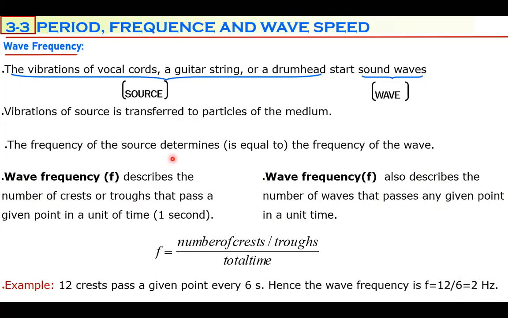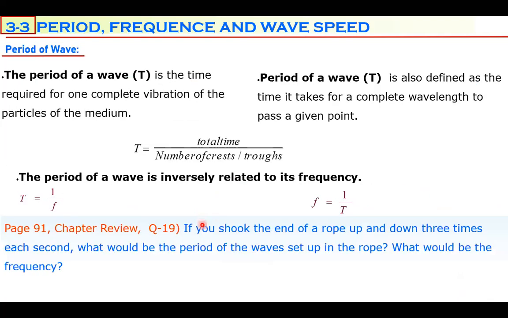And also we can define the period. Again, very similar definitions. The period of a wave is the time required for one complete vibration of the particles, one complete cycle. So a particle will start at the equilibrium position, go to the positive, back to equilibrium, go to the negative, and back to the equilibrium again. It's called one cycle. That time is called one period.